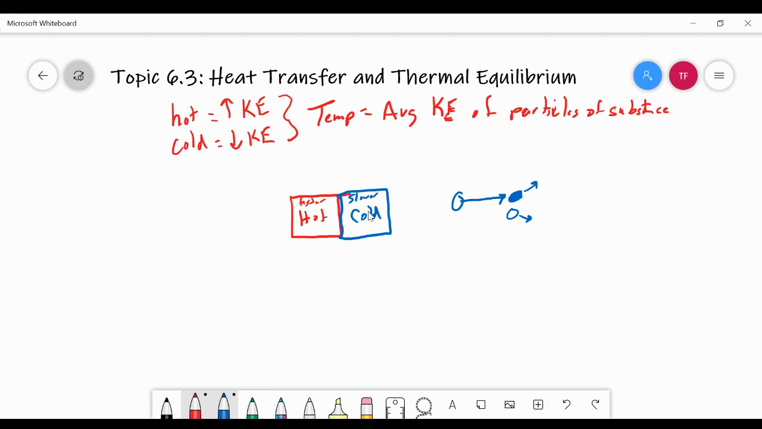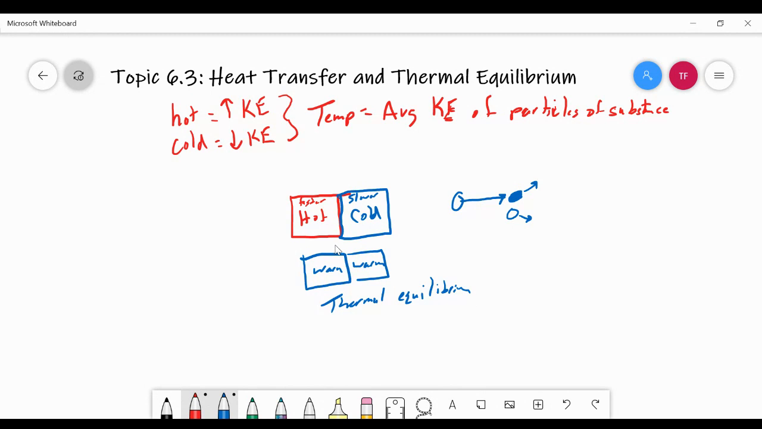The slow molecules will move faster, the fast moving molecules will move slower, and eventually you're going to reach what's called thermal equilibrium, where both of these substances are now the same temperature, which is, the hot's going to be cooler, the cold's going to be warmer. Now they've reached thermal equilibrium, where they both have the exact same temperature.